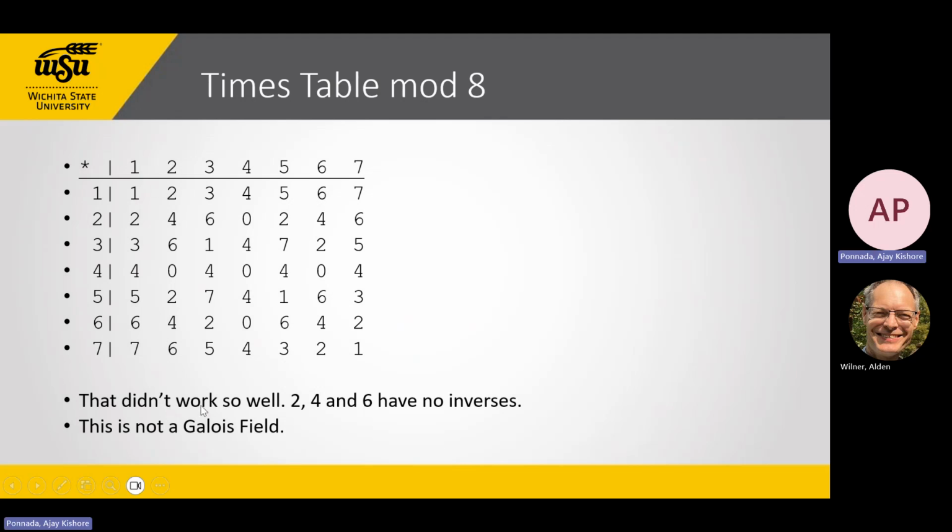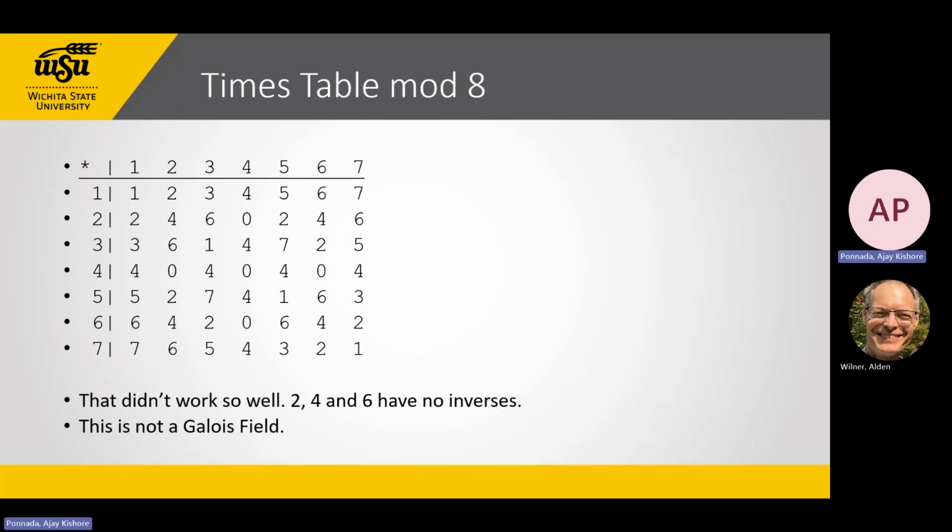So that didn't work so well. 2, 4, and 6 have no inverses, so this is not a Galois field. Here you can see we need to have 1 in every row to get a multiplicative inverse. Most of these values do not have multiplicative inverses.